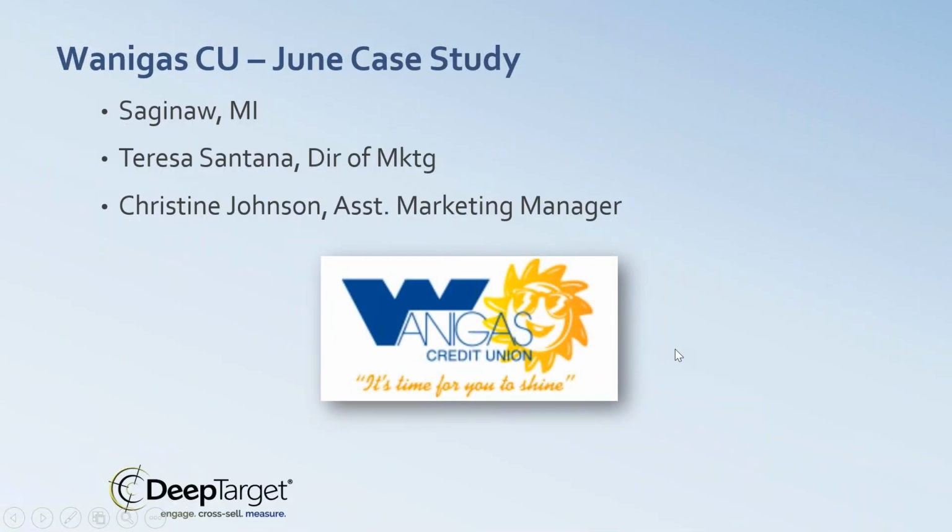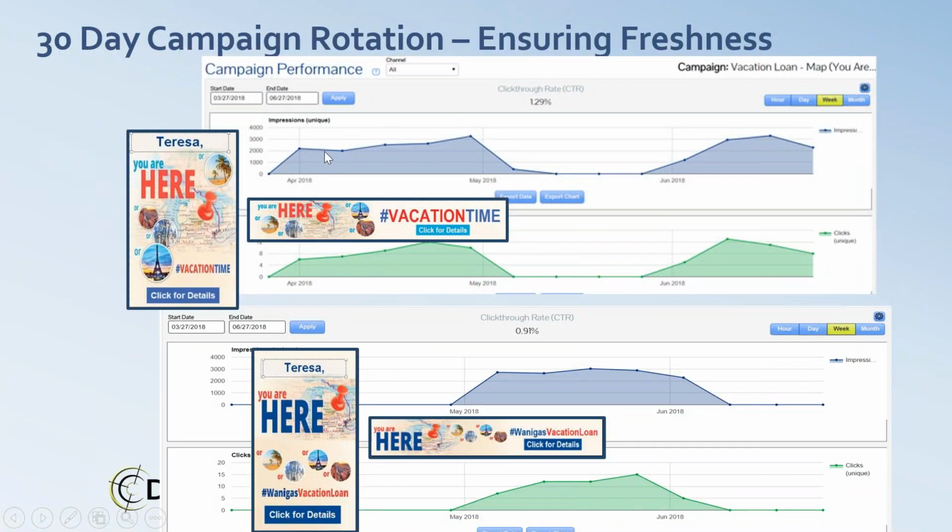So we're going to step back in time, and we want to thank Wannagas Credit Union, both Teresa and Christine. They were our case study in June, actually deploying a very cool vacation loan campaign. And they were really diligent about deploying it in a rotation. So this look and feel, online banking and mobile, was deployed for 1 month. You can see it in April. And then this one, a slightly different look and feel, was also made. So notice the color and graphic changes a little bit.